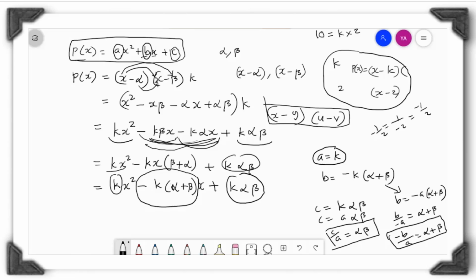And also we can compare the constant term. Here it is c and here it is k alpha beta. These two should be equal. So we write c is equal to k alpha beta, and we substitute the value of k as a. So we get c is equal to a into alpha beta. You move a to the left side, so you will get c by a is equal to alpha beta. Okay, so these two are the results.